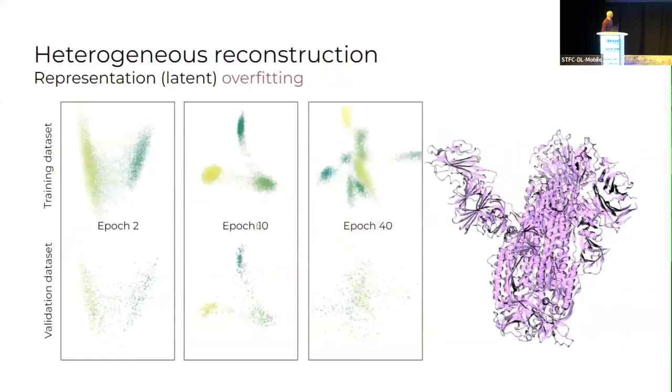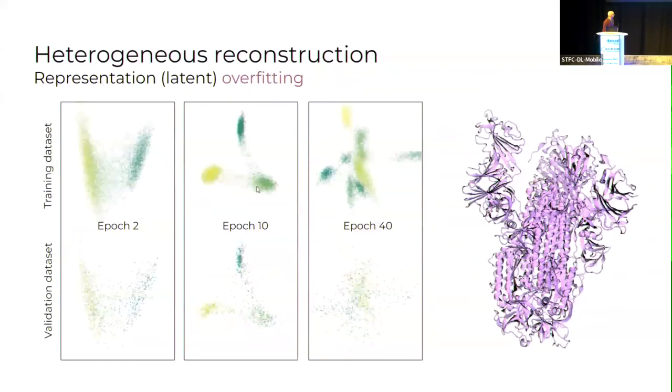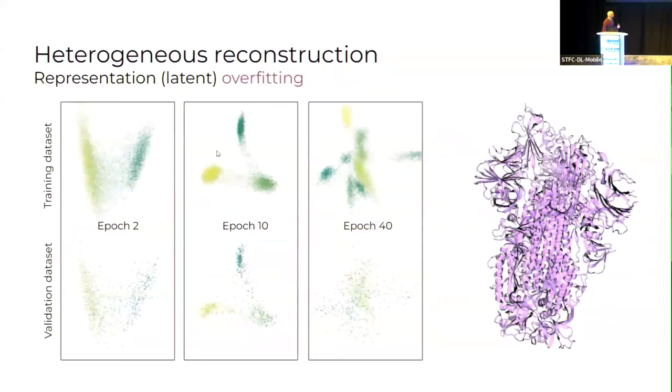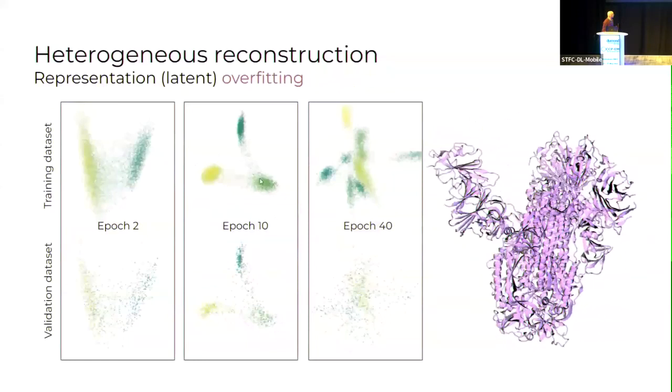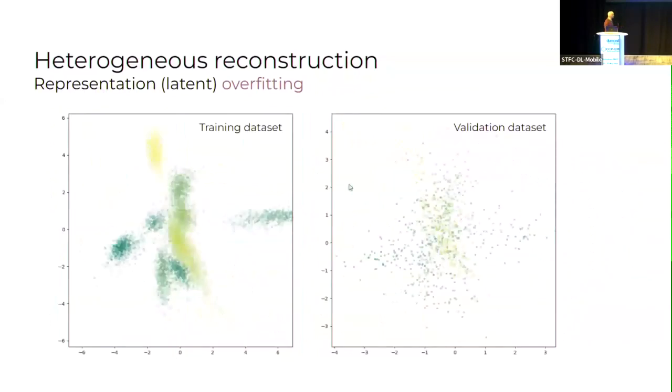And after about 10 epochs, we see that the intermediate, or the in-between states between the open and closed states are separated into another cluster. This happens also for the validation data set. But after about 40 epochs, if we zoom in on those 2 figures, we see that the training data set has nicely separated. This is a PCA, I should say, of a high dimensional latent space. I think it was 10 dimensional.